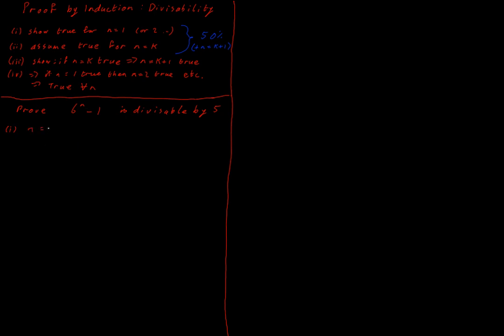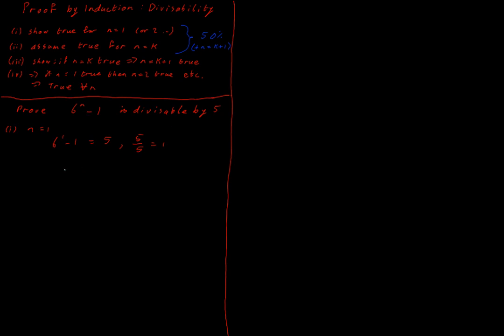So set n equal to 1, and we get 6 to the power of 1 minus 1 is equal to 5. 5 is indeed divisible by 5. If I have 5 divided by 5, I get 1. And divisibility is going to mean that effectively 5 is always a factor of this.